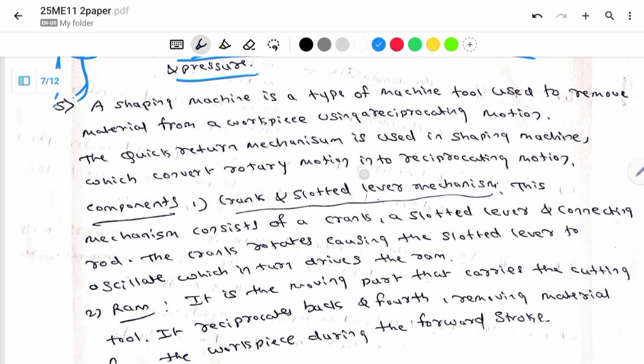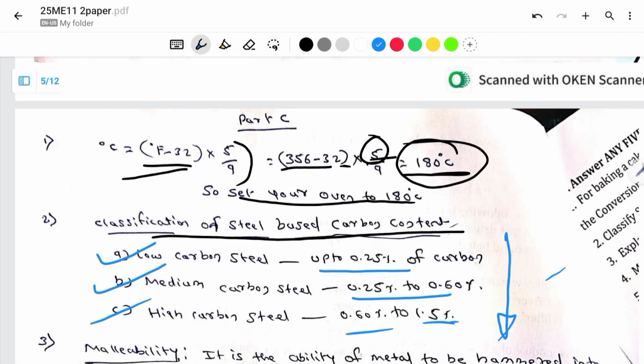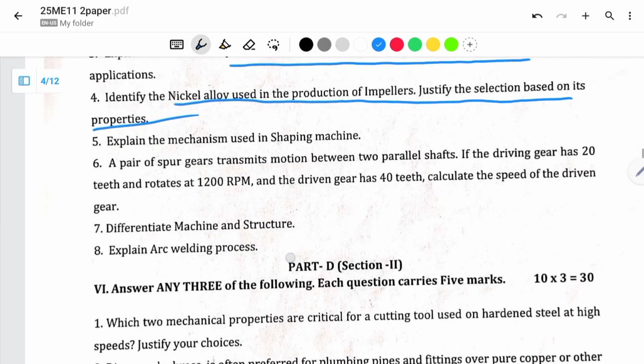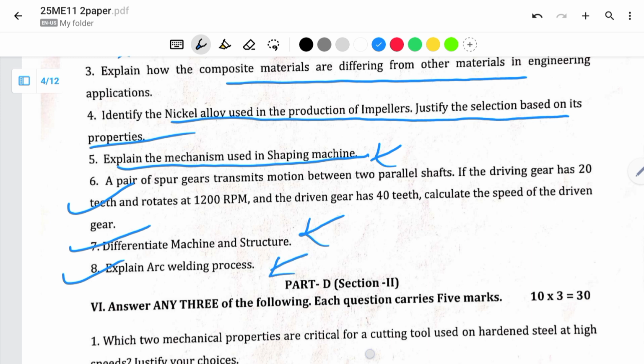Then the next question is: explain the mechanism used in the shaping machine. Okay, the next question is the shaping machine mechanism, then we have the problem here, the difference between the machine and the structure, and then the arc welding process. These are very important questions. Repeatedly they may ask such questions. The mechanism used in this one and the arc welding process are 5 marks questions. They are going to ask this repeatedly.